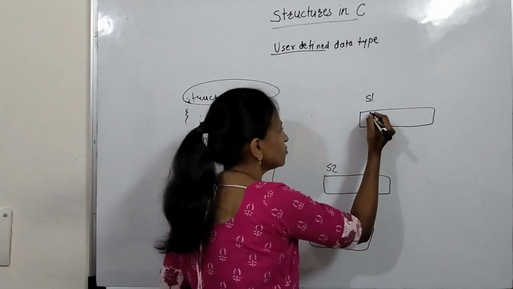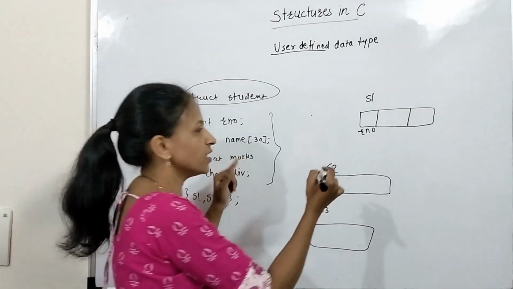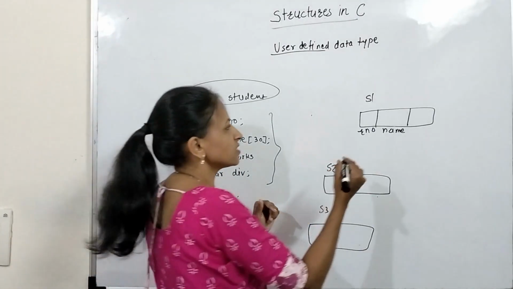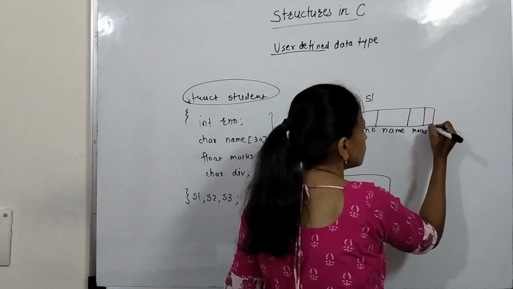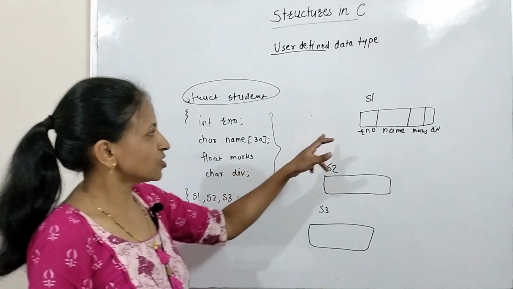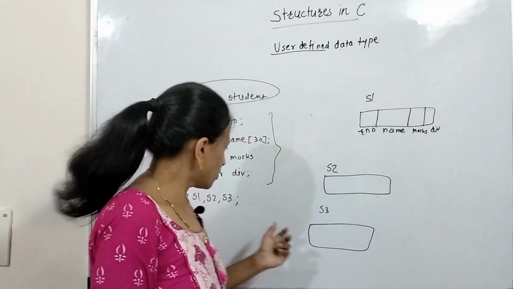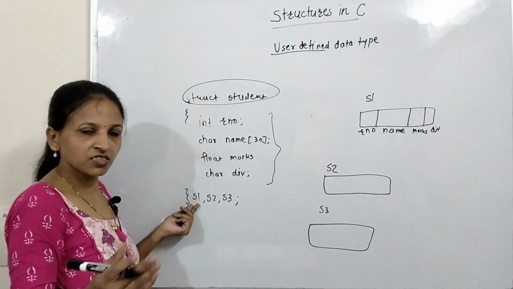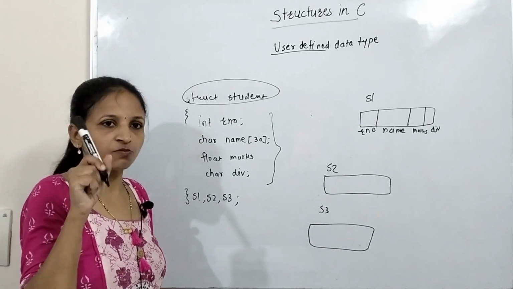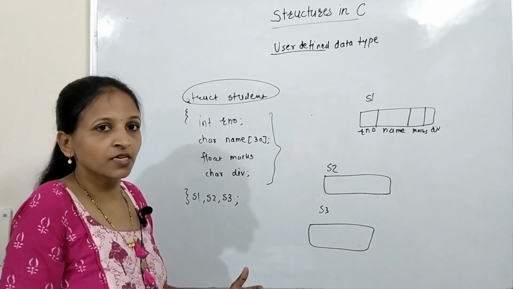Getting? The first 2 bytes will represent roll number. The next 30 bytes will represent name. Then the next 4 for marks. And the last 1 for division. In this way, the members of that structure will get space for that S1. Whenever we create a variable of that structure, that is nothing but an object. S1 is one object. If you are considering this marker, you can say that this marker is again an object. Any complex number if you are considering, that is again an object.